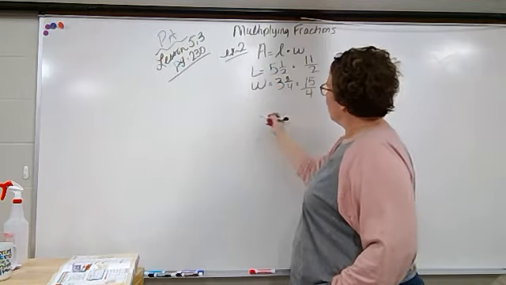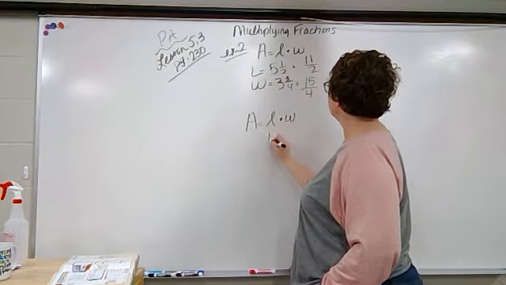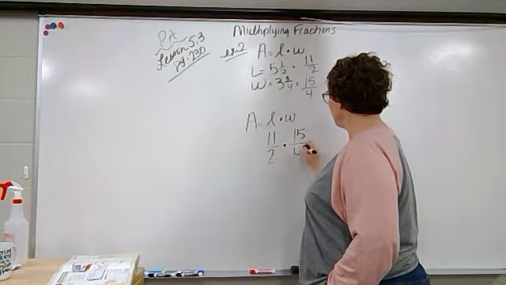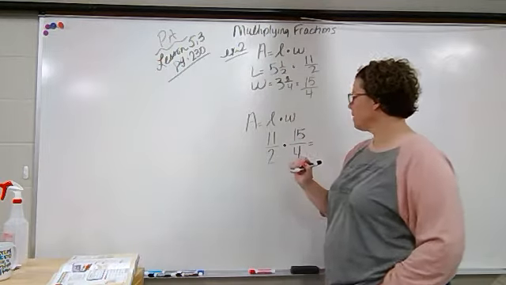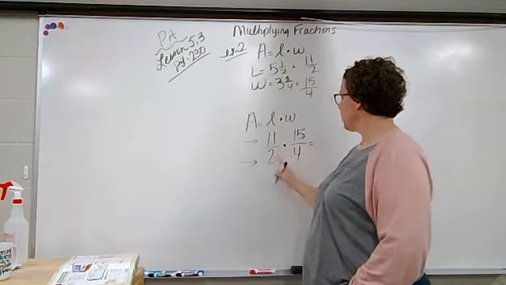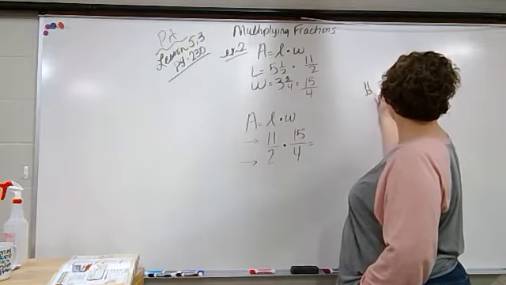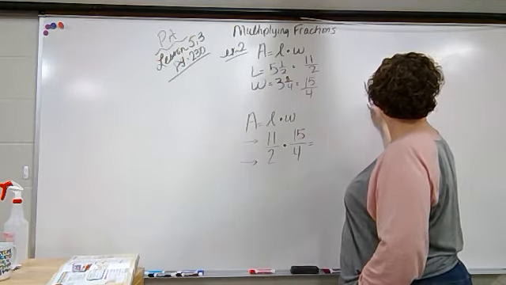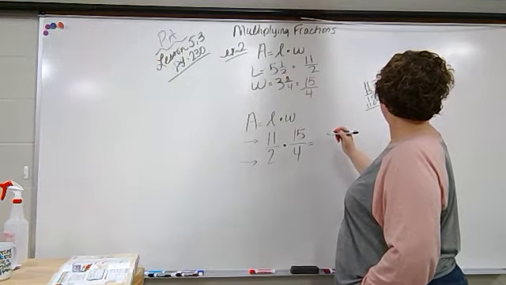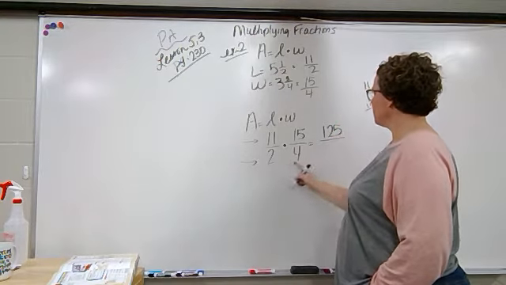And I also know that the area is equal to the length times the width. So I'm just going to plug these numbers in, 11 halves times 15 fourths, okay? And I'm going to multiply straight across, my numerator to my numerator, my denominator to my denominator. I don't know what 11 times 15 is without doing the work. I think it's 125. And then 2 times 4 is 8.